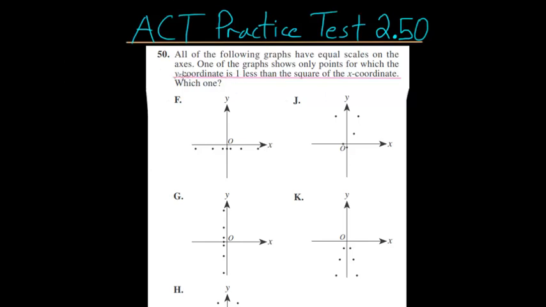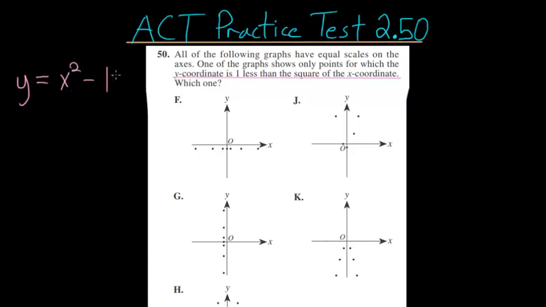So let's think about it. The y-coordinate is, usually when you see the word is, you can think equals. So we can write the y-coordinate equals 1 less than the square of the x-coordinate. So the square of the x-coordinate, that's just x squared. And we want something that's 1 less than that. So we can take our x squared and subtract 1. So this equation here, the y value is essentially 1 less than the square of the x value.